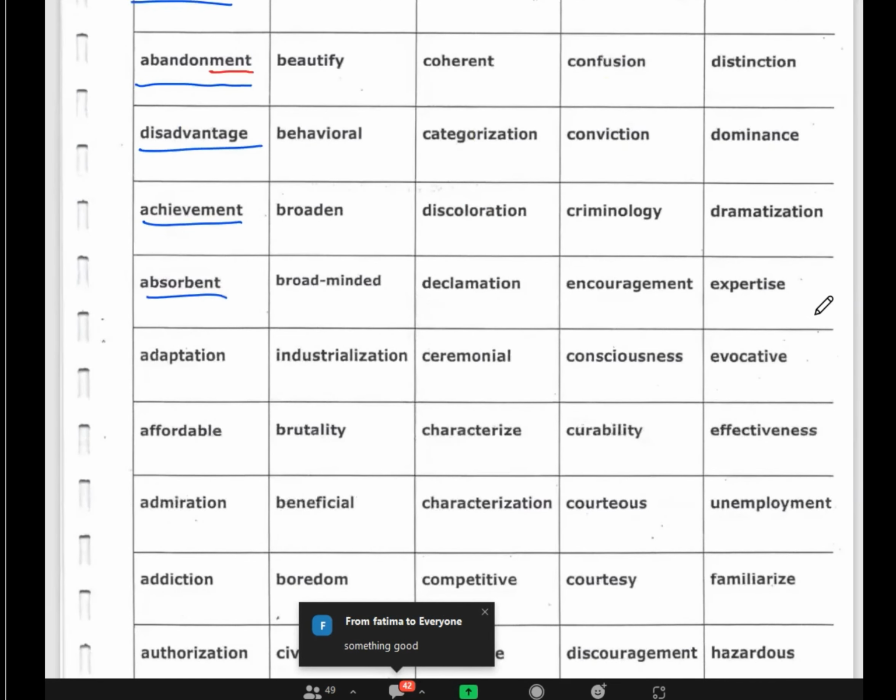Absorbent. Is from the verb absorb, to hold liquid inside. Very good. Or to take liquid inside. Like the cotton absorbs the water or the blood or the oil. Okay? The cotton absorbs the oil, for example.